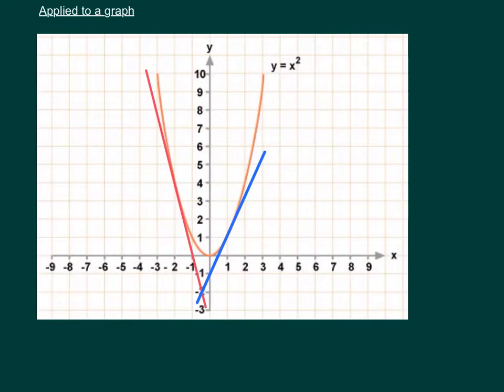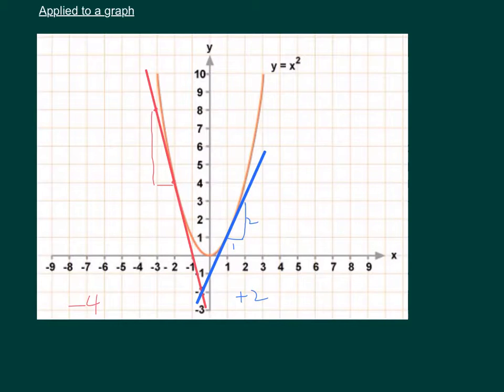If I measure the gradient of this one, you can see it crosses a coordinate there, and then it crosses again here. So it goes down 4 and across 1. So the gradient at -2 is -4. If we look at this one here where it's at +1, that's where the tangent touches the graph, we can see that it goes across 1 and up 2. So that one's got a gradient of +2.